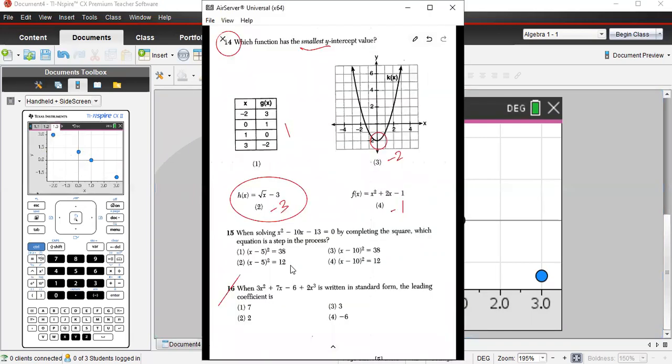So let's go back. We're looking for the smallest. -3 is the smallest. So that would be our answer.